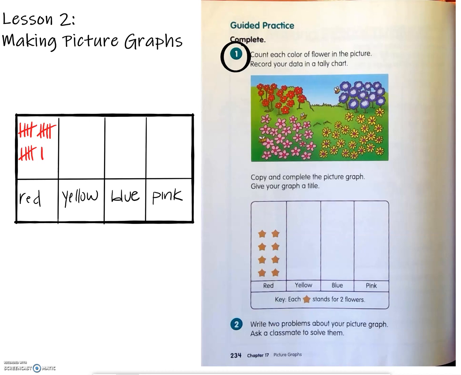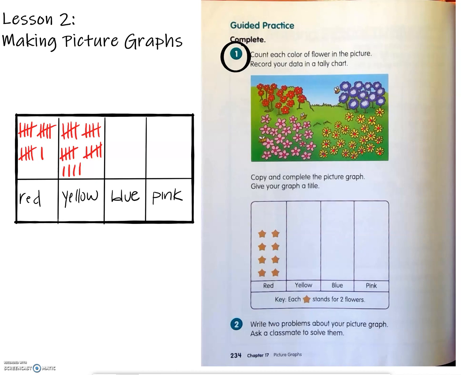Now let's count the yellow flowers. 1, 2, 3, 4, 5, 6, 7, 8, 9, 10, 11, 12, 13, 14, 15, 16, 17, 18, 19, 20, 21, 22, 23, 24. So I'm going to put 24 tallies in groups of 5 first. So 5, 10, 15, 20, 21, 22, 23, 24.